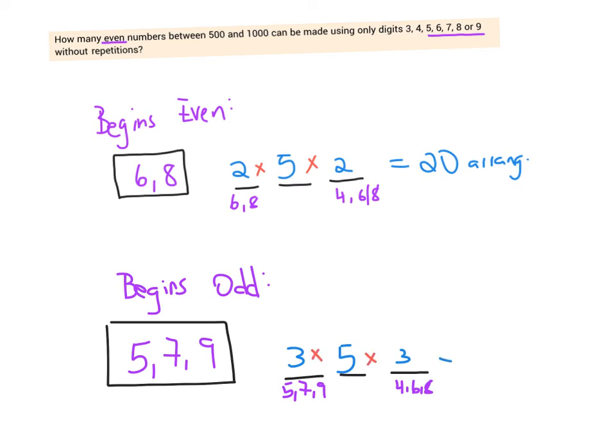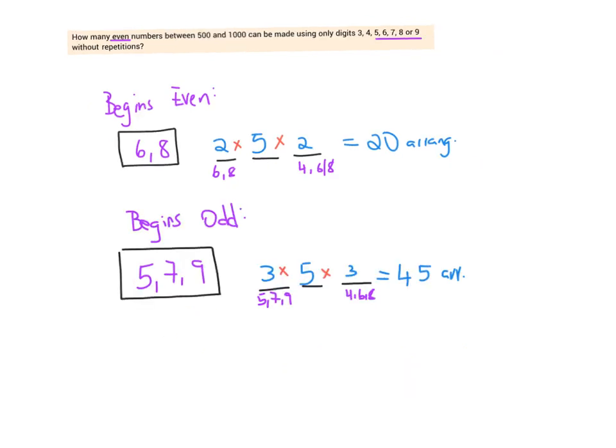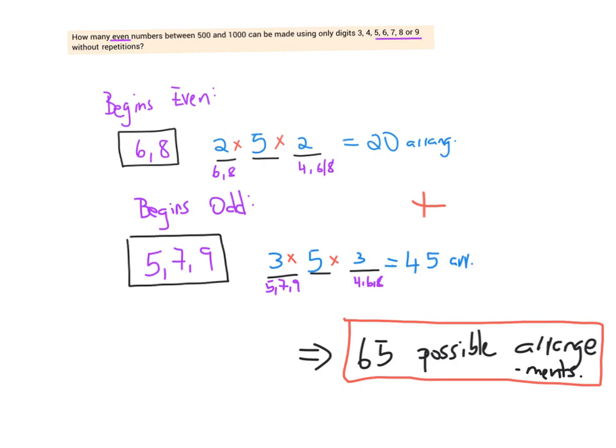So now we have 3 times 5 times 3, which is 45 different arrangements here. Which means, similarly from our rule from probability in Junior Cert, that we just add the 2 arrangements together, or the 2 probabilities. So here that means we have 65 possible arrangements of 3-digit numbers that end evenly between 500 and 1000. Okay, so again, let's make sure that we take down this example into our copy.